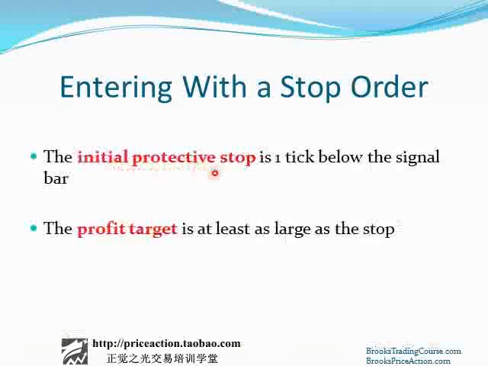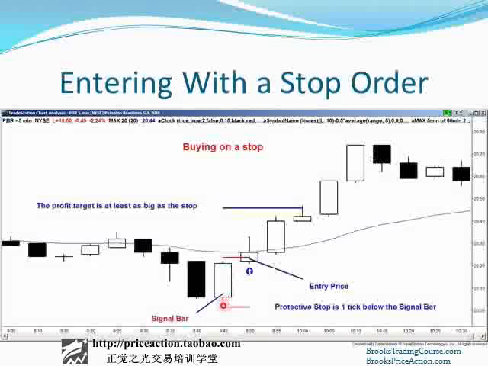The initial protective stop is one tick below the signal bar, and the profit target is always, at a minimum, at least as large as your stop, preferably 2 times as large as your stop. So for example, your protective stop is one tick below the signal bar. Your entry price is one tick above the signal bar. A minimum objective would be a measured move up based upon the height of your risk. All right, so this is how much you risked, and this is a measured move up equal to the distance between the 2 red bars, and that would be the minimum profit target that anyone should ever try to get.